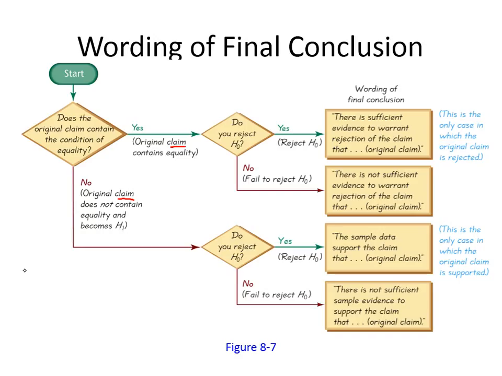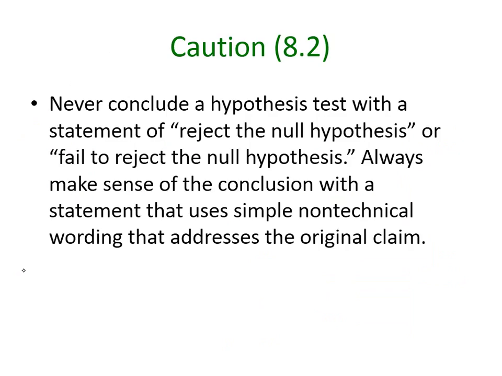But you will put in whatever the original claims are. You're having to put that in there of what you were trying to state, and it's the claim, not your null hypothesis, not your alternative hypothesis. So never conclude a hypothesis test with a statement of reject the null or fail to reject the null hypothesis. Always make sense of the conclusion with a statement that uses simple, non-technical wording that addresses the original claim.